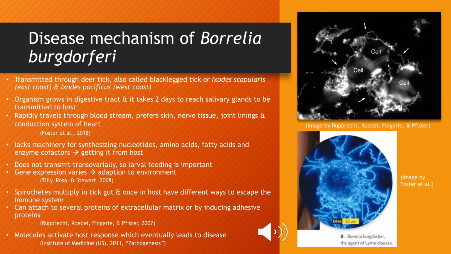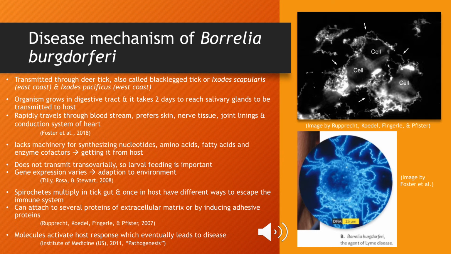Borrelia burgdorferi is transmitted through the deer tick, which is also called black-legged tick, or Ixodes scapularis on the east coast, and when it appears on the west coast, it is called Ixodes pacificus. It is an organism that grows in the digestive tract of the tick, and then it takes around 2 days to reach the salivary glands to be transmitted to the host.